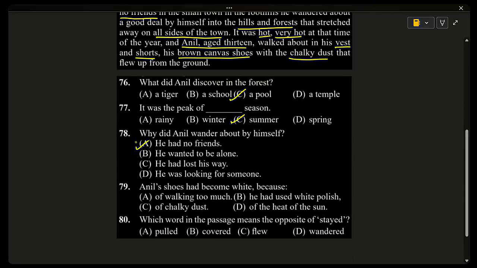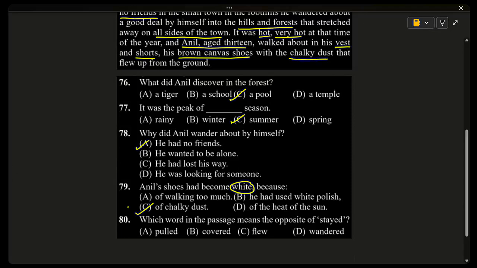And 79. Anil's shoes had become white because of the chalky dust. Because of walking too much, they had become white with chalky dust, which is mentioned in the passage. Because of the heat of the sun? No.